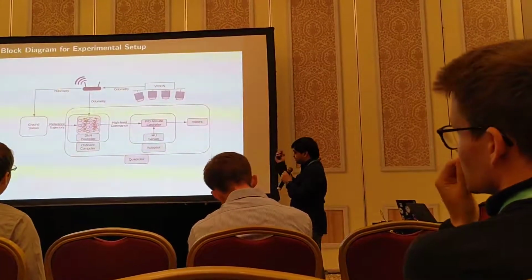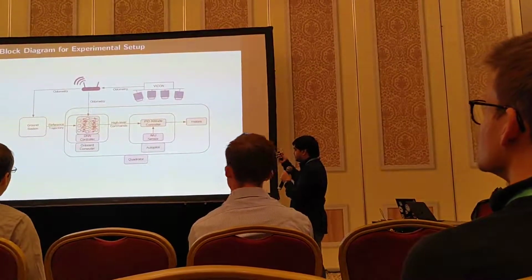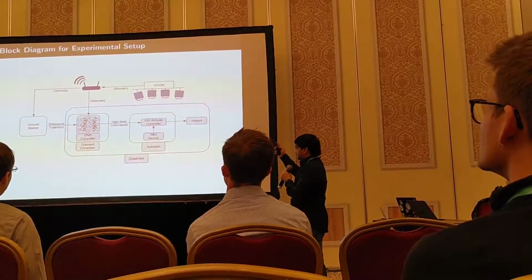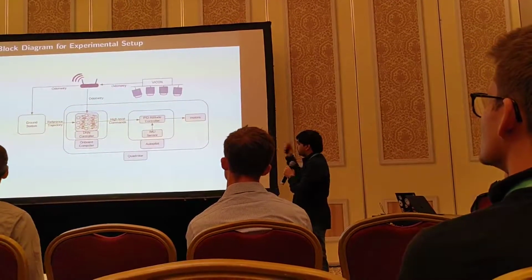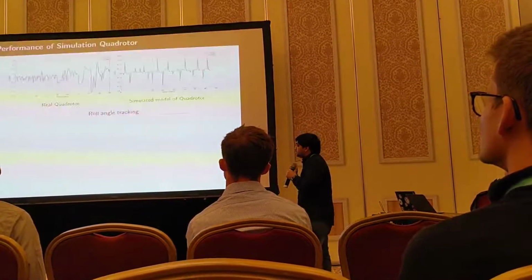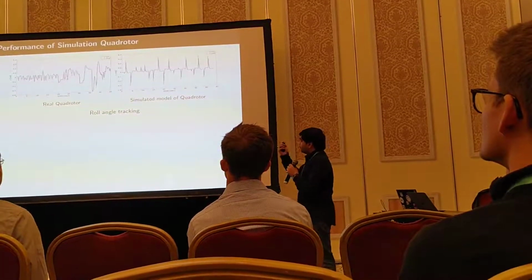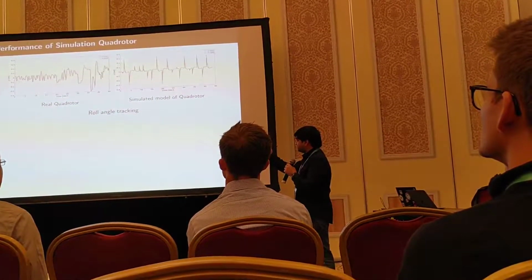So this is our whole setup. We have a ground control station that passes the reference trajectory to the onboard computer. There's an autopilot, PX4, that provides output to the motors. There's a Vicon system that provides the odometry feedback. So this is the performance of the simulation that we did.